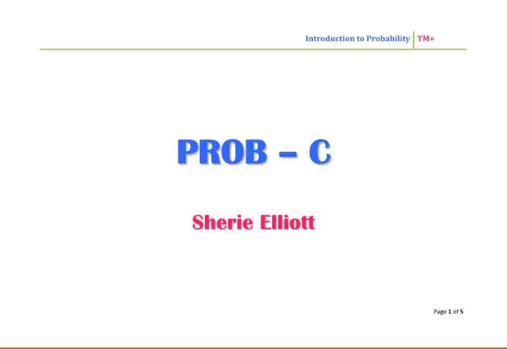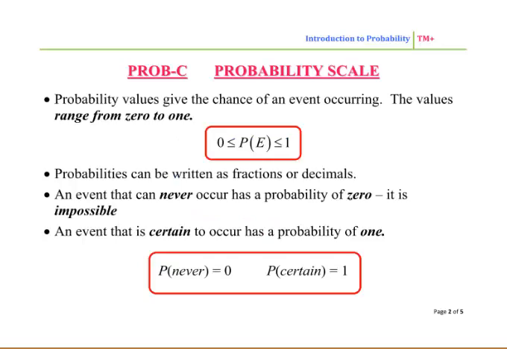This video is looking at section Probability C. And in this section we're looking at the probability scale. Now probability values give the chance of an event occurring. The values must range from 0 to 1.